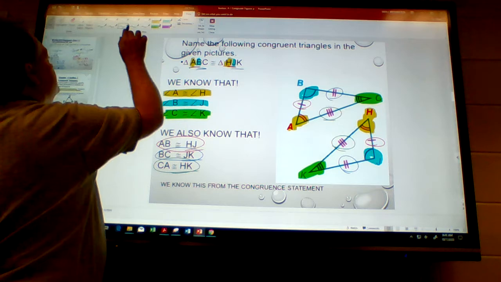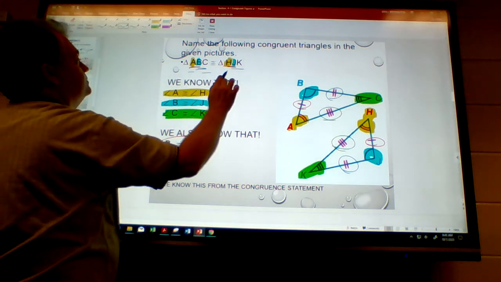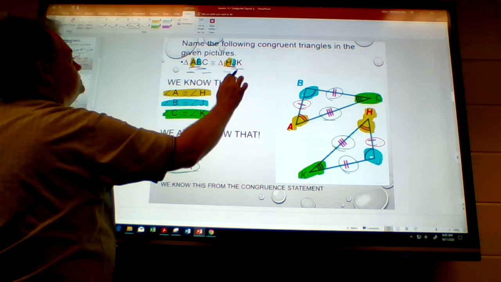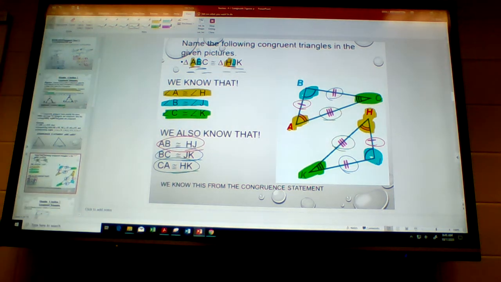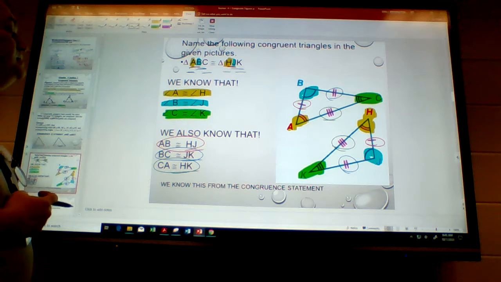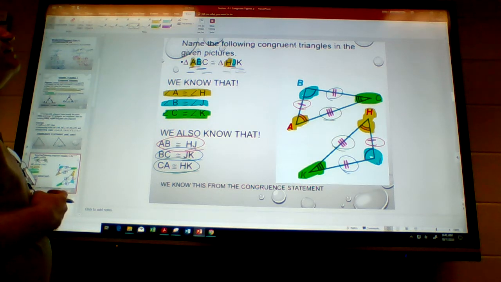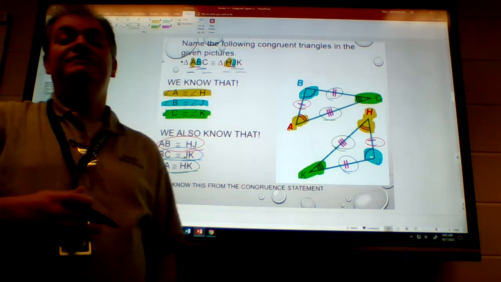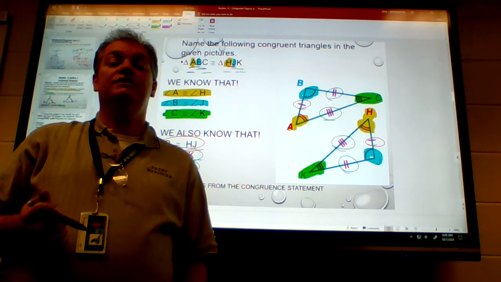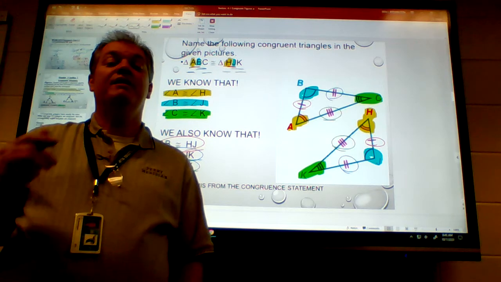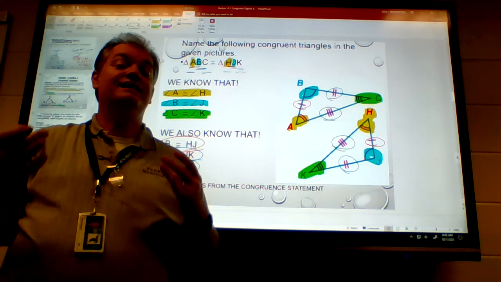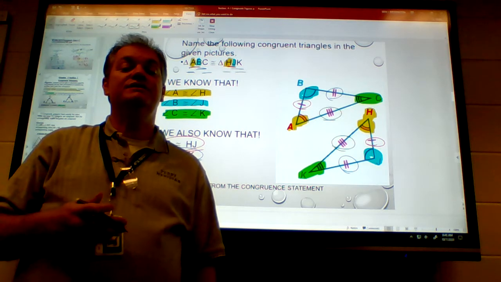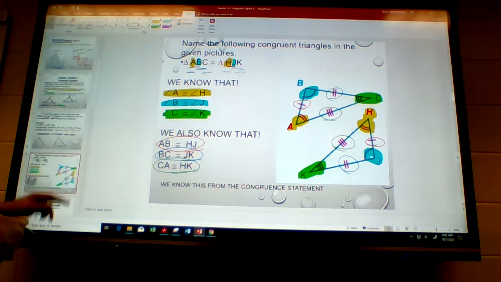And then finally, AC, CA is, sorry, first and last. So the positioning in the congruent statement tells you so much. It tells you which angles are congruent. It also tells you which sides are congruent by the position of where they are in the congruent statement. So technically, you don't even need a diagram to show you what's congruent. As long as you look at the congruent statement, then you're good to go. All right.